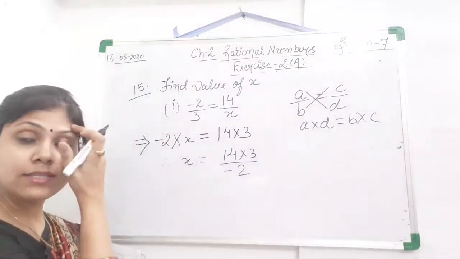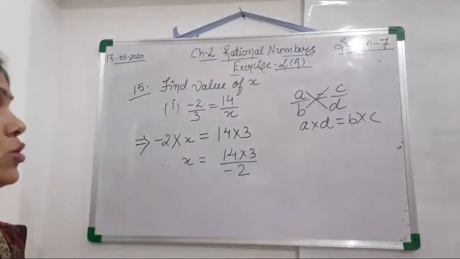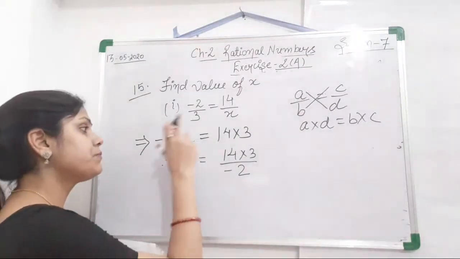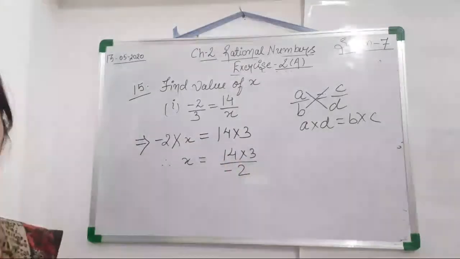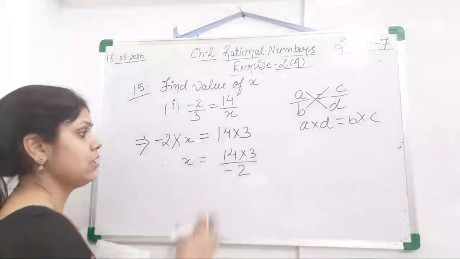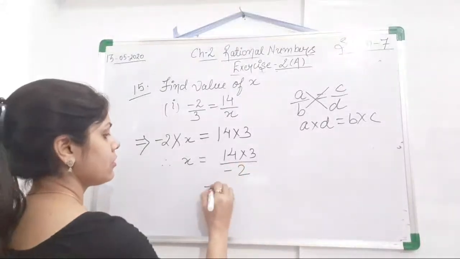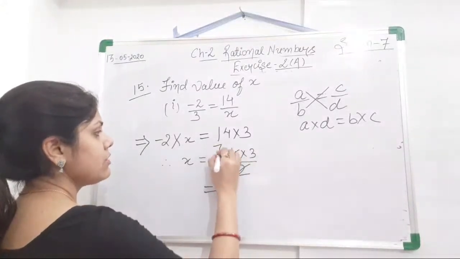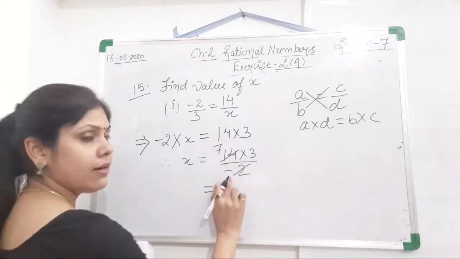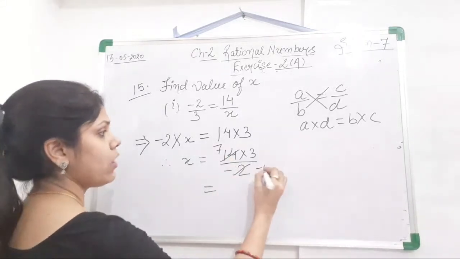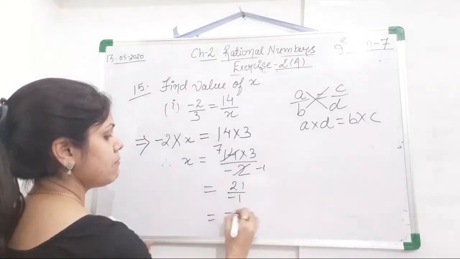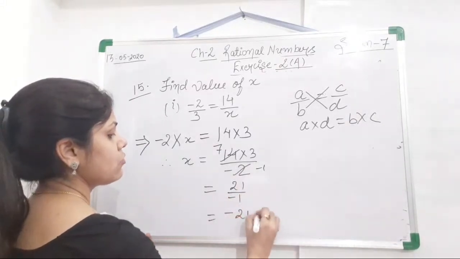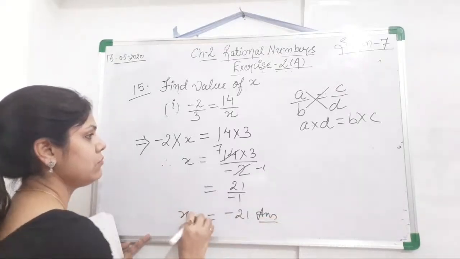Because x is multiplied by minus 2, when this minus 2 goes to this side, it becomes division and goes in the denominator. Now 2 sevens are 14 and here minus 1 is there. So 21 upon minus 1, so the answer will be minus 21. So x is equal to minus 21.